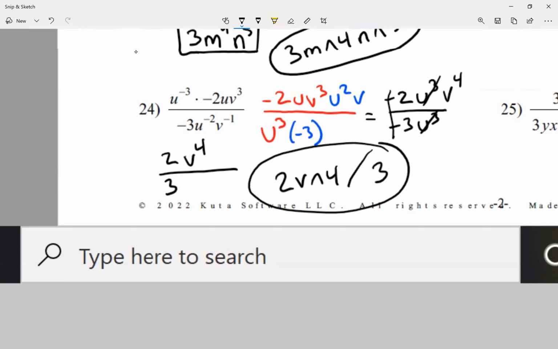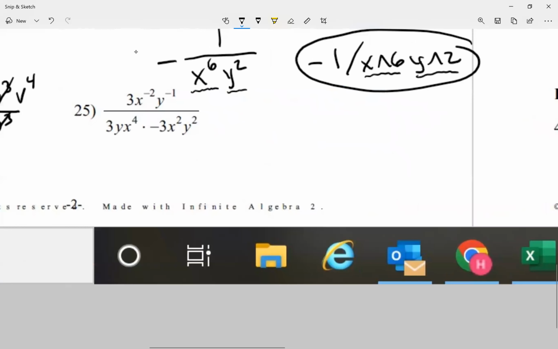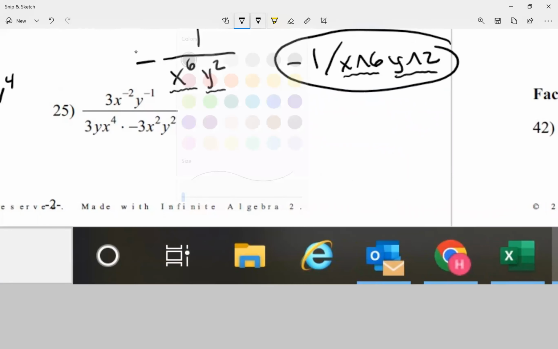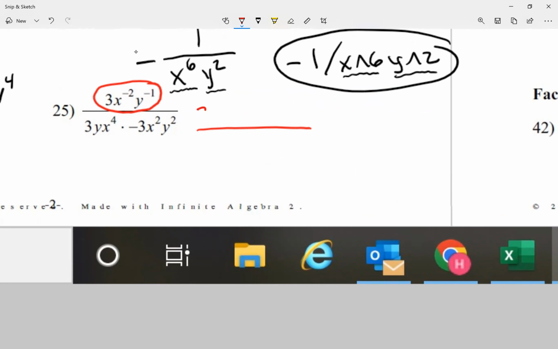Again, hopefully you guys are following along, copying things down. Number 25. Just focusing on the top, anything that has a negative exponent, bring it to the other side. So the 3 stays on the top. I get x squared and y to the 1 at the bottom. Right? Anything with a negative exponent, bring it to the other side.